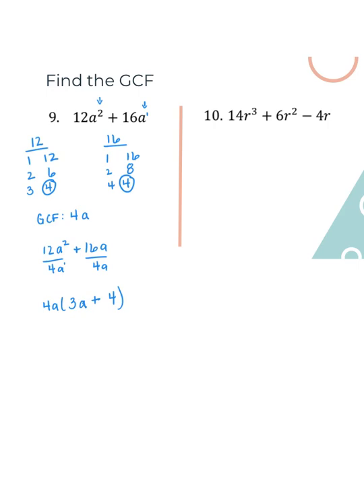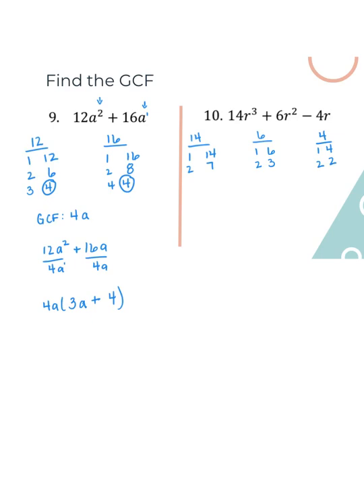Okay, so let's do number 10. 14r to the third plus 6r to the second minus 4r. So let's see what they all have in common. Okay, so I have 14, so I know 1 times 14, 2 times 7, and that's all there are for factors there. And then I'm going to find the factors of 6. So I know 1 times 6, 2 times 3, and that's all I have there. And now I have my 4, and I know 1 times 4 and 2 times 2.